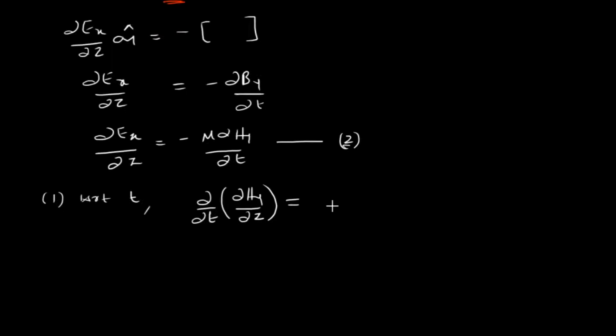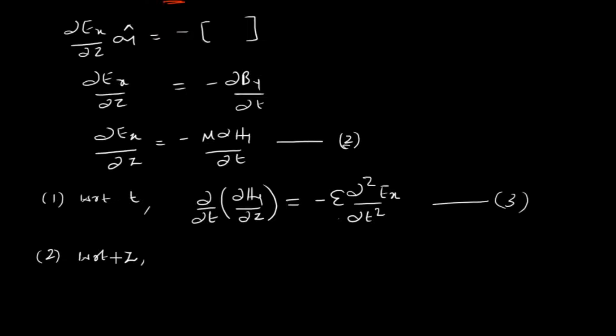So this will be equal to minus epsilon. I have del by del t on the RHS, so now it becomes del square by del t square of Ex. Please verify with equation number 1. I have just partially differentiated equation number 1 with respect to t, that's it. This will be kept for my later reference. I also do one more thing. I take the partial derivative of equation number 2 with respect to z. So I'm going to take partial differential of equation 2 with respect to z.